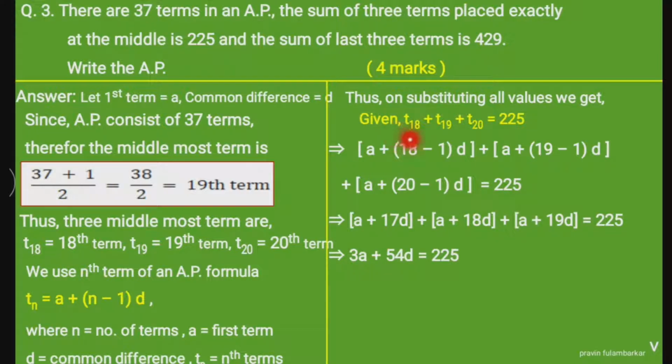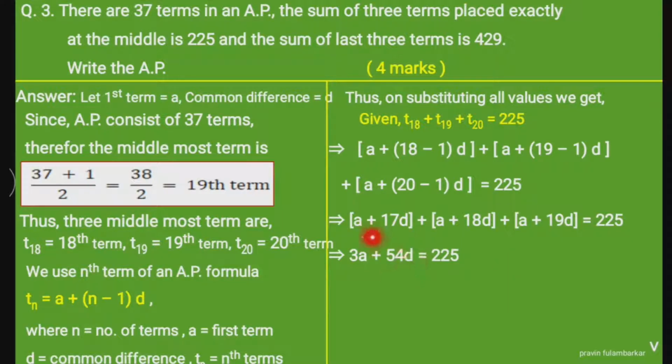Just we replace the value of T18, T19 and T20, considering A as the first term, D as the common difference, and n according to their positions. Now 18 minus 1 we write 17, so we write A plus 17D in the first bracket. In the second bracket we write A plus 19 minus 1, which is 18, so A plus 18D. In the third bracket 20 minus 1 we get 19, so we write in the third bracket A plus 19D equals 225.